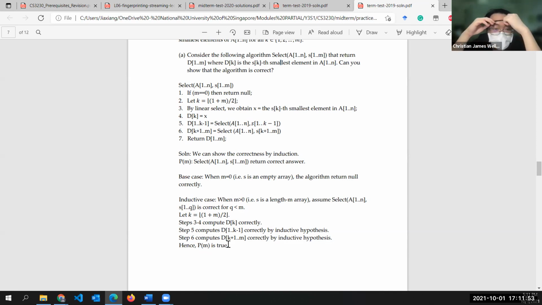Wait, let me see. Step 5 and 6, I think I'll just keep as they are because they are correct by the inductive hypothesis. Our inductive hypothesis says that the output of select for that input is correct, so we just assume that 5 and 6 are true. The lines I would add more to are lines 3 and 4. There I'd argue that because I'm using a linear time select, I'm able to deterministically obtain the SK of smallest element.